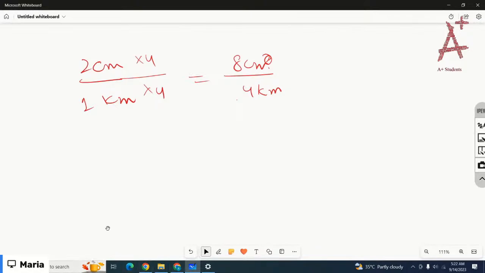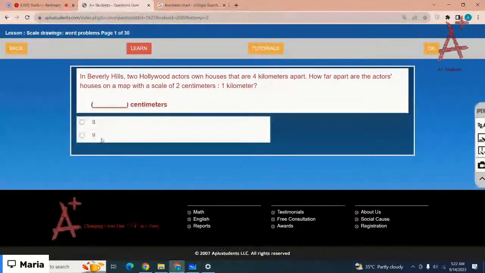So it is 8 centimeters. The correct option is 8 centimeters, right? The original distance is 4 kilometers. In the drawing that would be 8 centimeters, right?